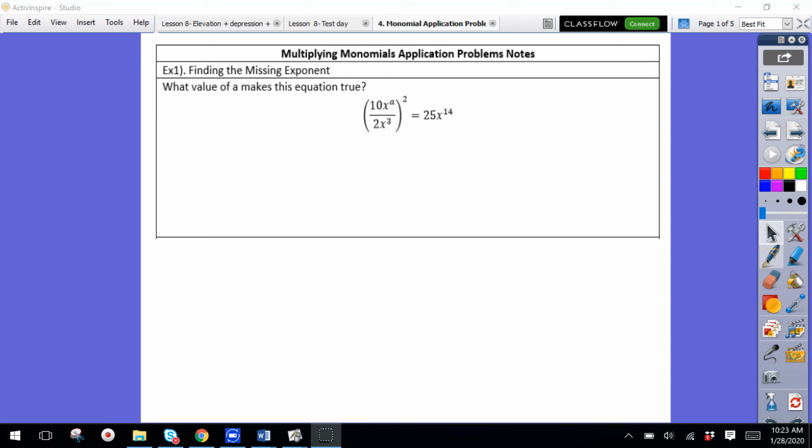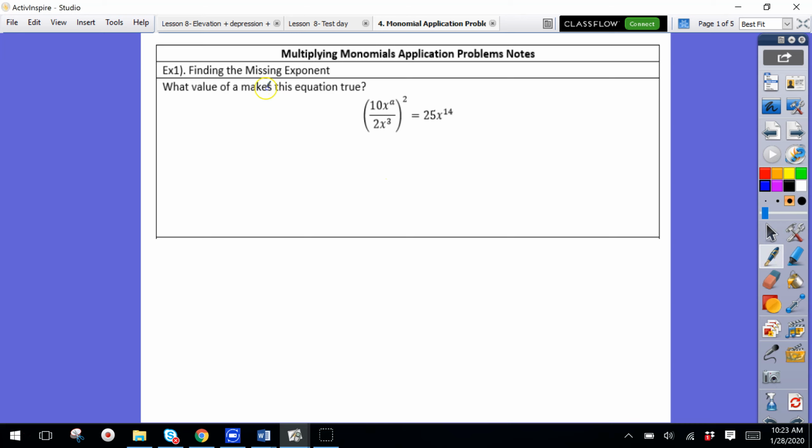In this video, we're going to talk about how we use all the laws of exponents and everything that we learned about simplifying monomials in order to do more application problems. A lot of these problems are more like what you would see on the SAT, PSAT, and just more application of these. So again, we'll start with the first problem.